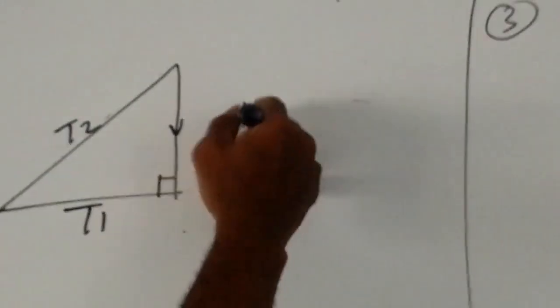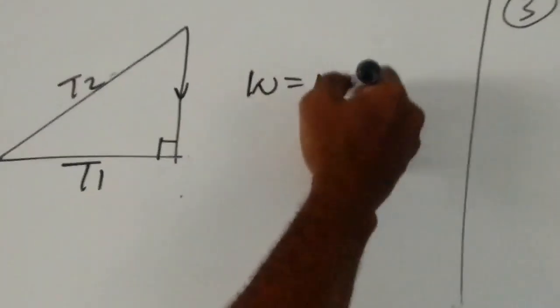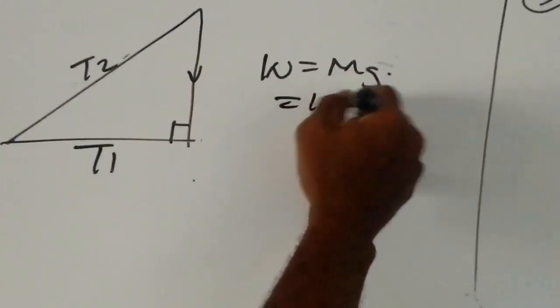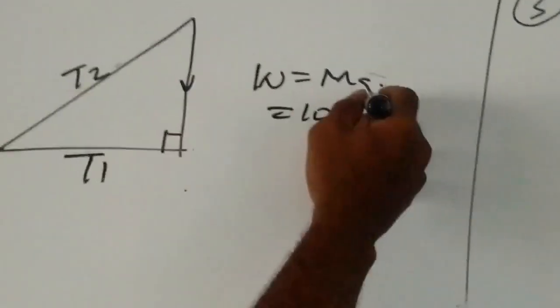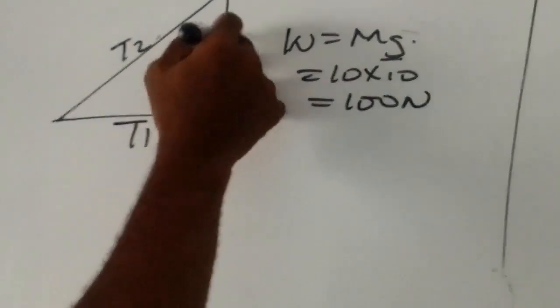But before then, we have to convert the mass to Newton using mg. It's going to be 10 times 10, since g, the acceleration due to gravity, is 10. That gives us 100 Newton. So this side will be 100 Newton after the conversion.